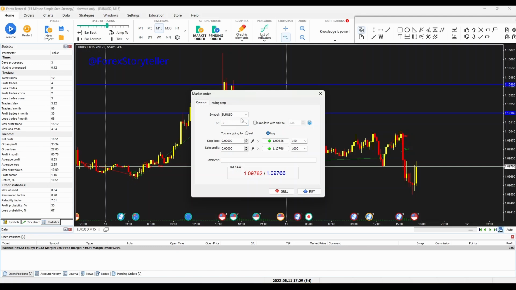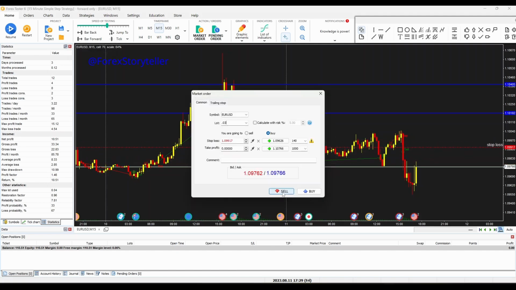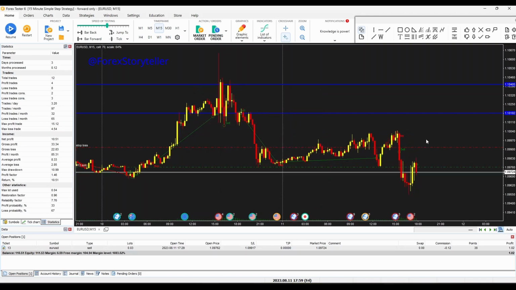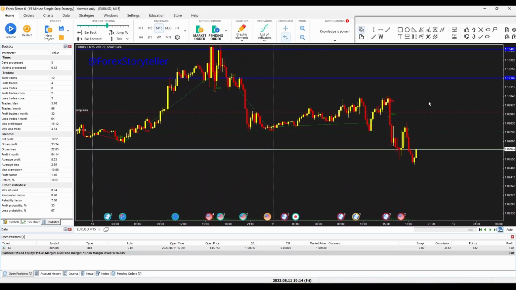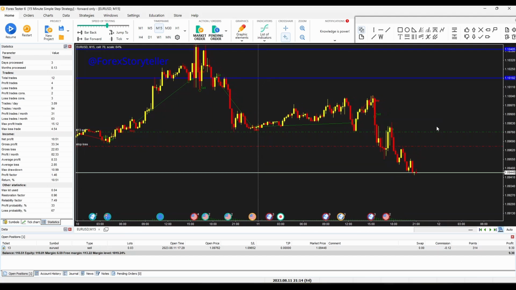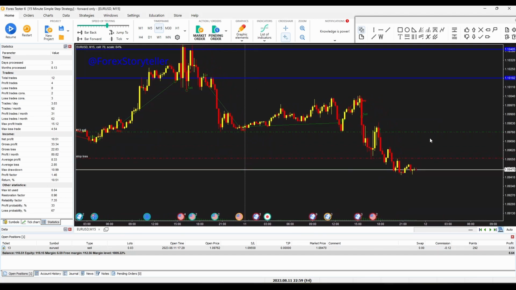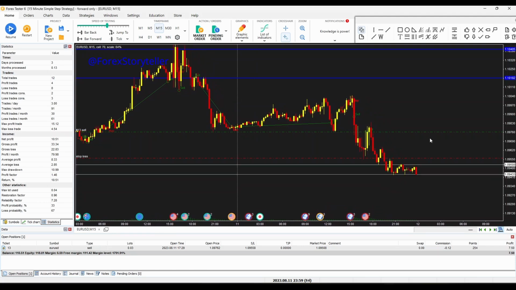I'm going to bump this up to a 0.03 because we've lost a couple of times. It's about a 15 pip stop again. And there we go, getting a little bit in our direction. New step made. And I'll take the trade into profit. We've got it again. And looks like we might be turning around a little bit.